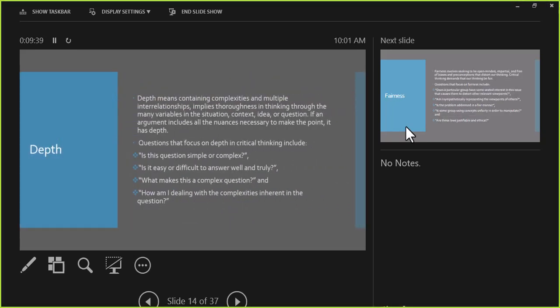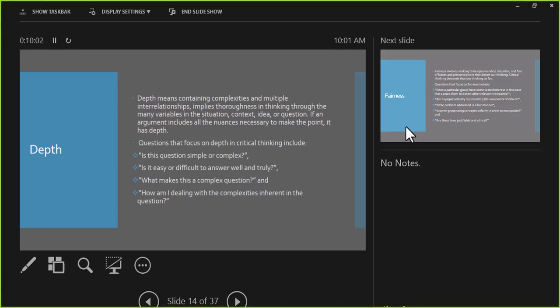And then there is depth. Depth simply means containing complexities and multiple interrelationships. Another thing about depth is that thinking can either function on the surface of what we're trying to explain, or probe beneath the surface, trying to go deeper into the issues we're trying to explain.